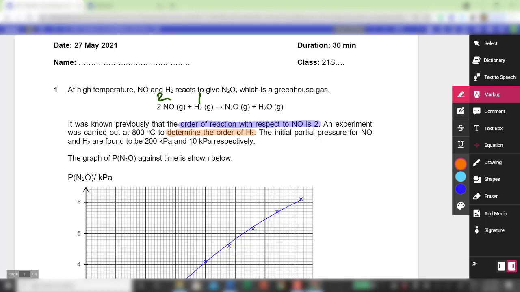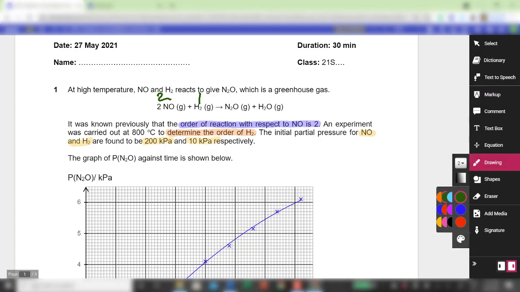to H2. Also, something that you might want to take note of is that the initial partial pressure of NO and H2 are found to be 200 kilopascal and 10 kilopascal respectively. This is quite important because if you write a rate law, or rather a rate equation, it will be written as rate equals k partial pressure of NO squared, because you were told that's second order from an early experiment, and then partial pressure of H2 to the power of m.